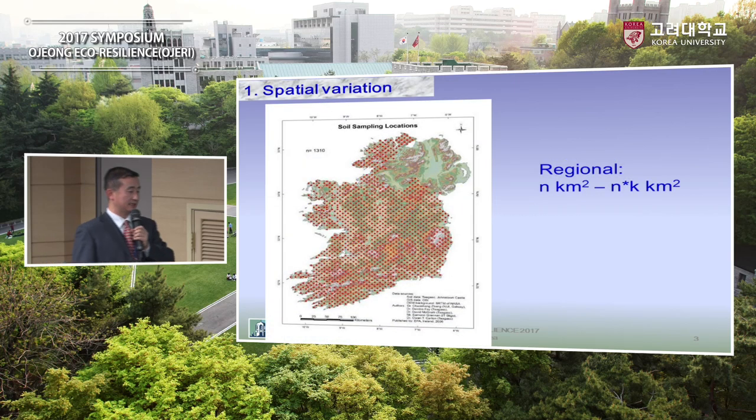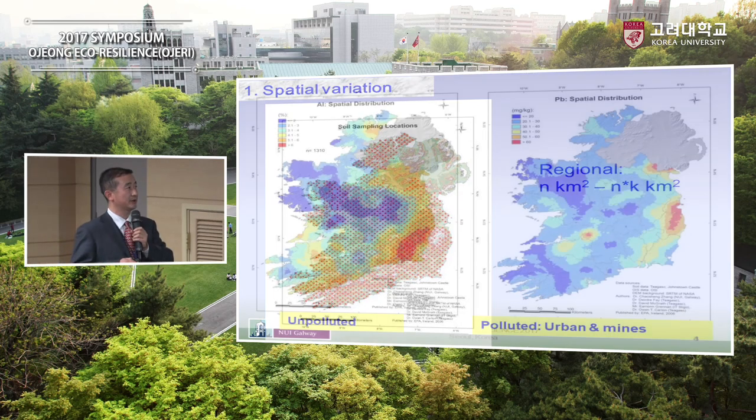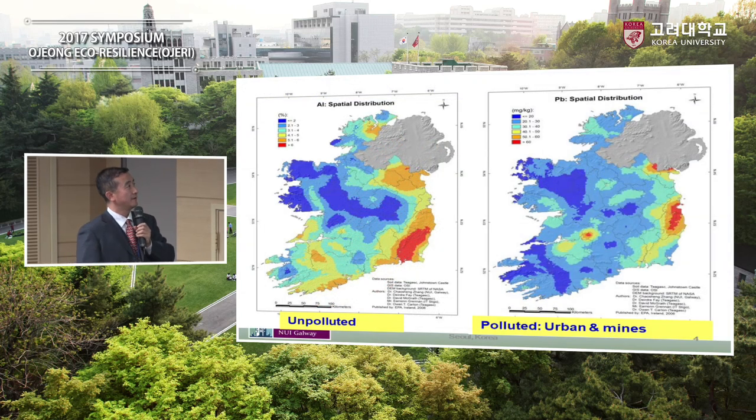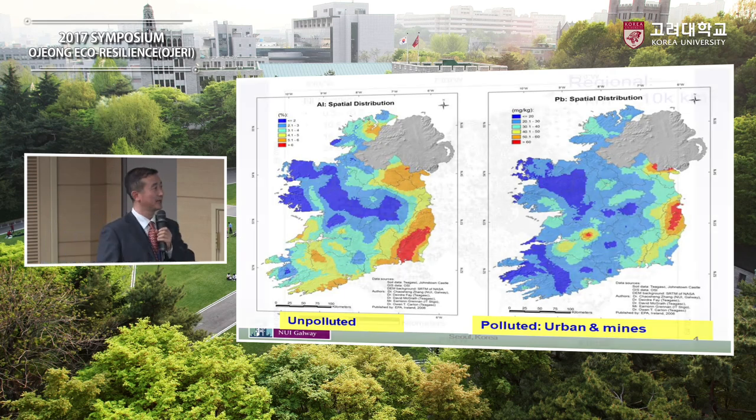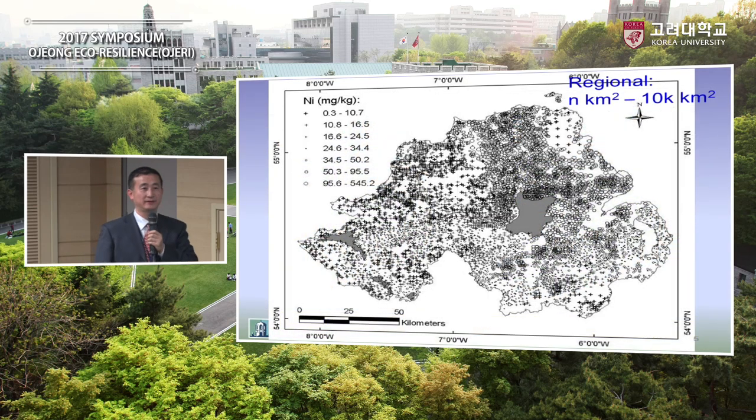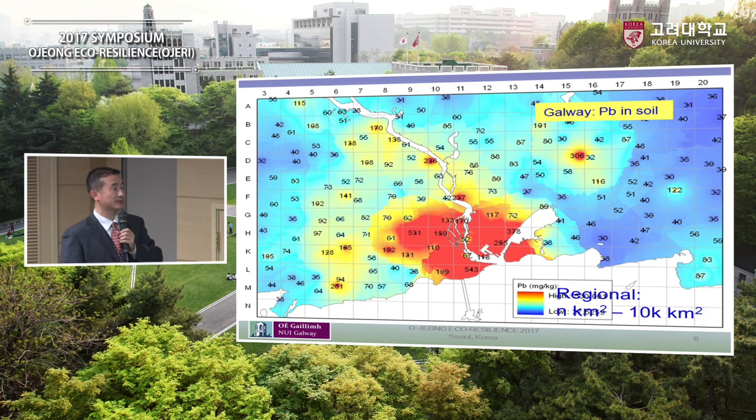First, let's have a look at the maps showing spatial variation. Normally, we collect environmental samples, and then we produce those maps. For those maps, you can easily see that they are not homogeneous. You will see some high values or some low values at the regional level. And this is also regional level. This is Northern Ireland.